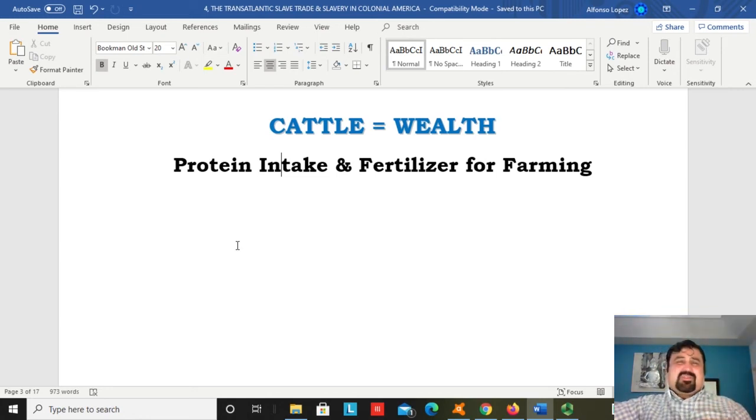You're extremely wealthy. Again, you're providing protein, but also the cattle was used as a fertilizing machine as well. Cattle is valuable in Africa not only because you're feeding people, but because they serve to replenish the soil with the lost nutrients. Of course, that takes place with intensive farming.